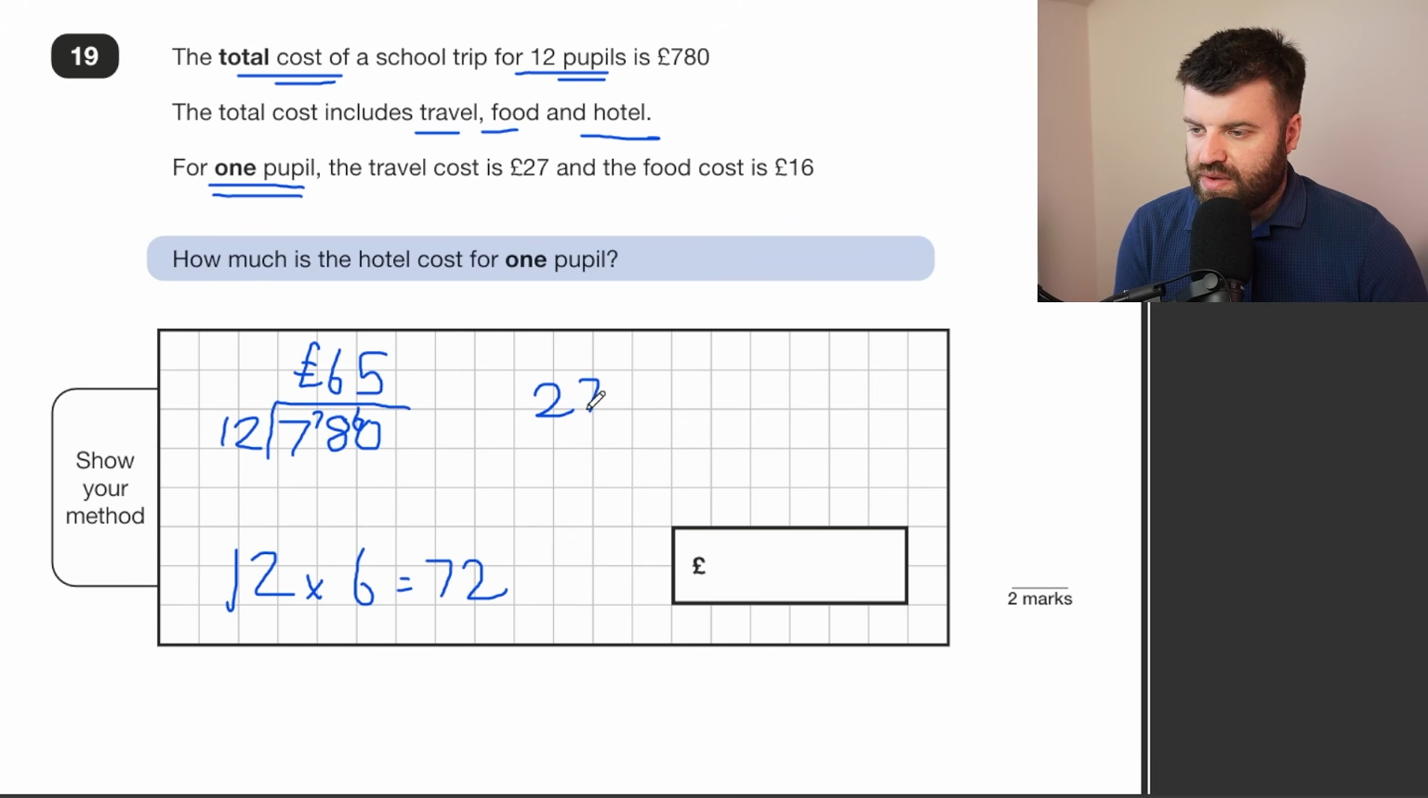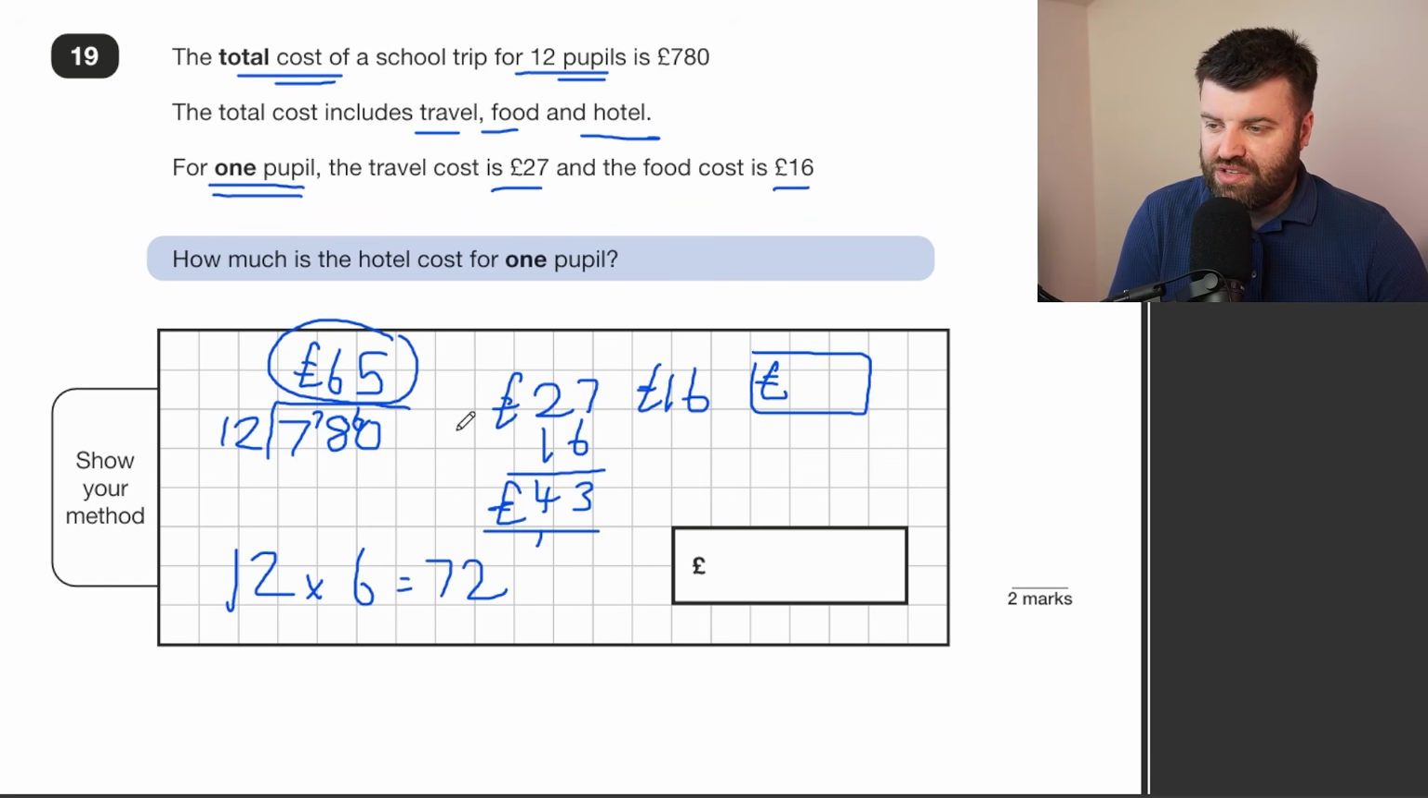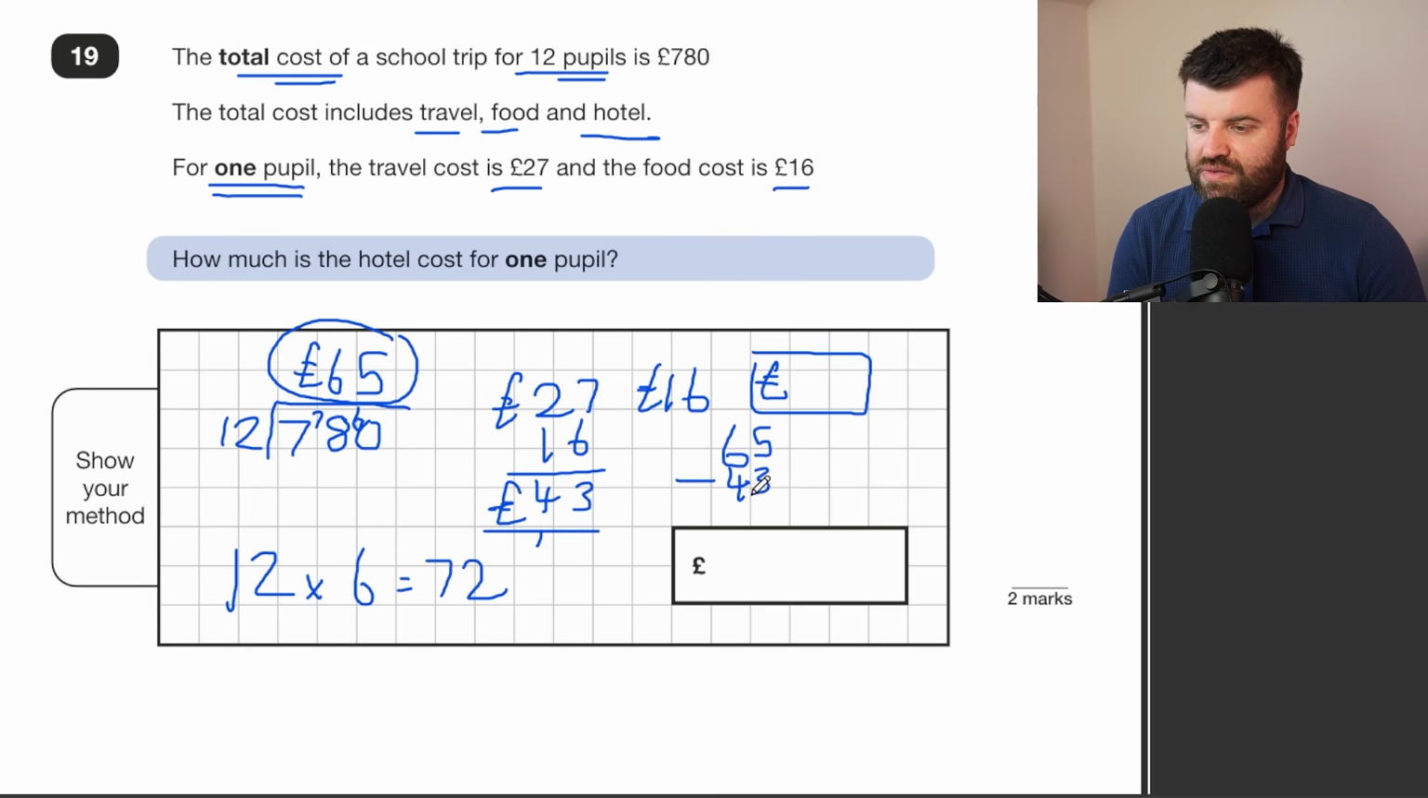We know the travel is £27 for 1 pupil. We're given it here. We know the food is £16 for 1 pupil. We're given it here. We need to know what's left over to be the cost of the hotel. So our total is £65. Let's do 27 plus 16 to get the total cost of the travel and the food. 7 plus 6 is 13. 2 plus 1 plus 1 is 4. We get £43. So whatever the difference is between 43 and 65 is going to be the cost of the hotel for 1 pupil. Get 65, take away 43, and the answer down here is going to be £22.